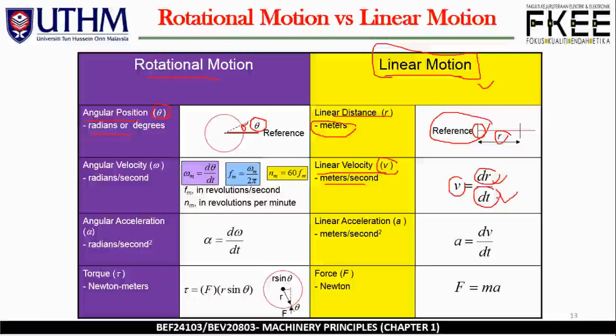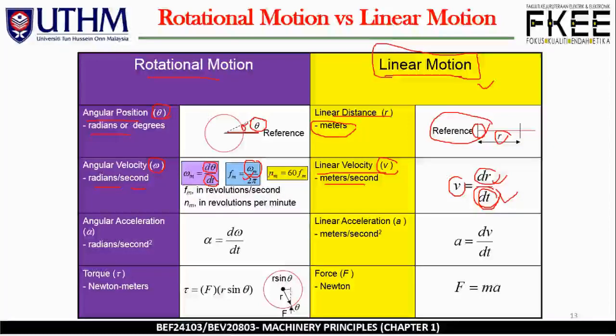Then similarly, in rotational motion, we have the angular velocity, omega. The unit is radians per second. We have the displacement again in rotation, the change in theta over time. Here, fm is the revolutions per second, omega m over 2 pi. This is how we relate the revolutions per second with omega m, the angular velocity.